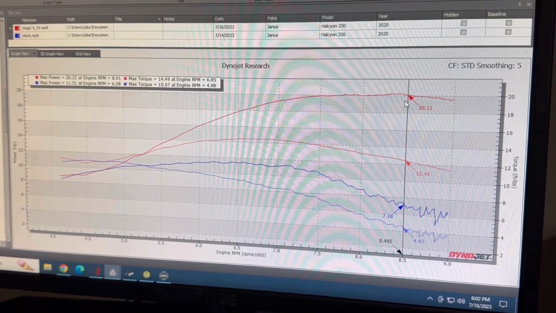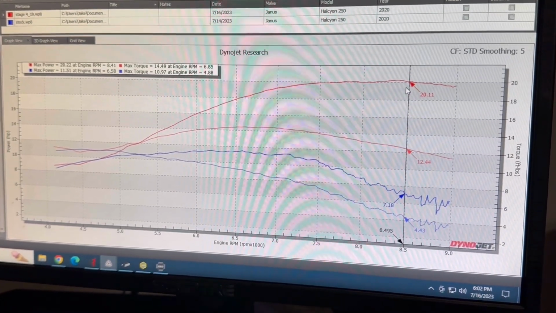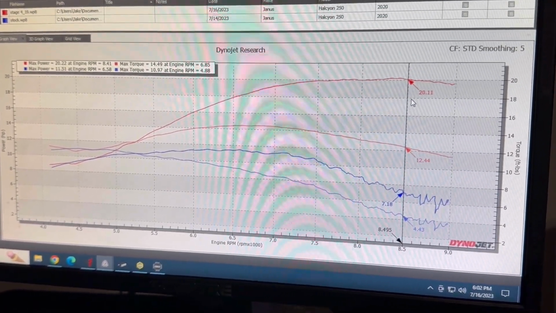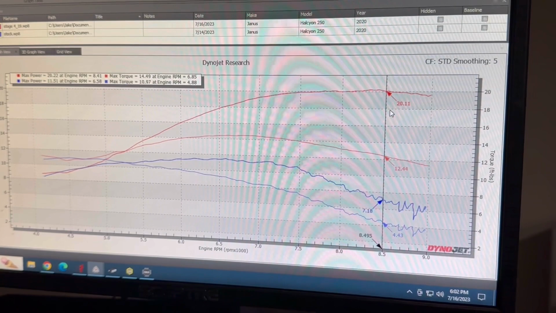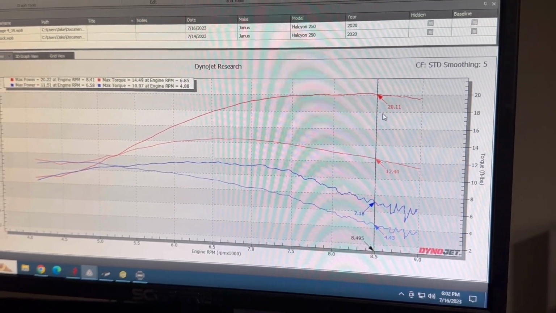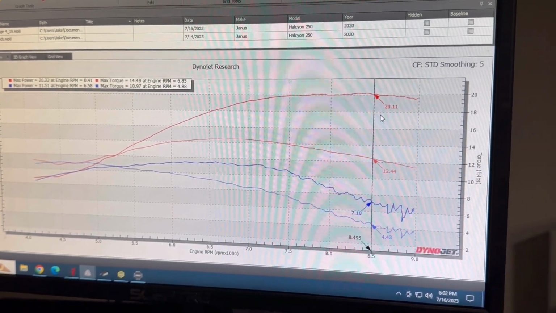You don't have to change the maintenance intervals. It's not like you have to adjust the valves every 500 miles or something like that. I mean, you can follow the same maintenance intervals that you're getting from the factory bike.